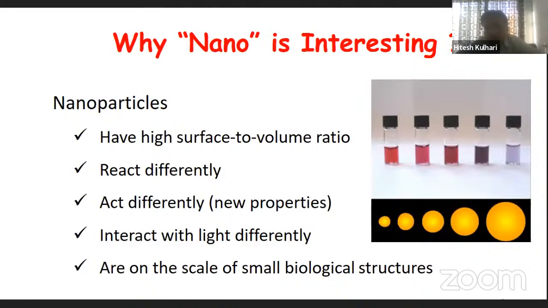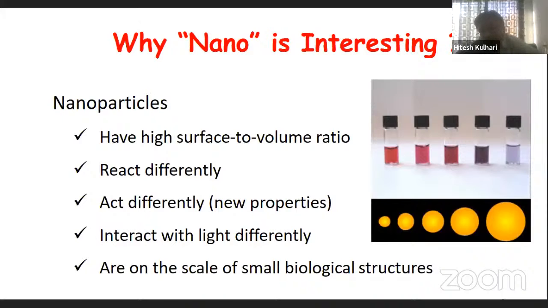The second thing is that nanoparticles react differently. If you take a catalyst in the form of nanoparticles, it reacts differently because its surface has very high reactivity. Why does it have high surface reactivity? Because of the presence of various atoms on the surface. We will be discussing later how it reacts. Nanoparticles react differently.